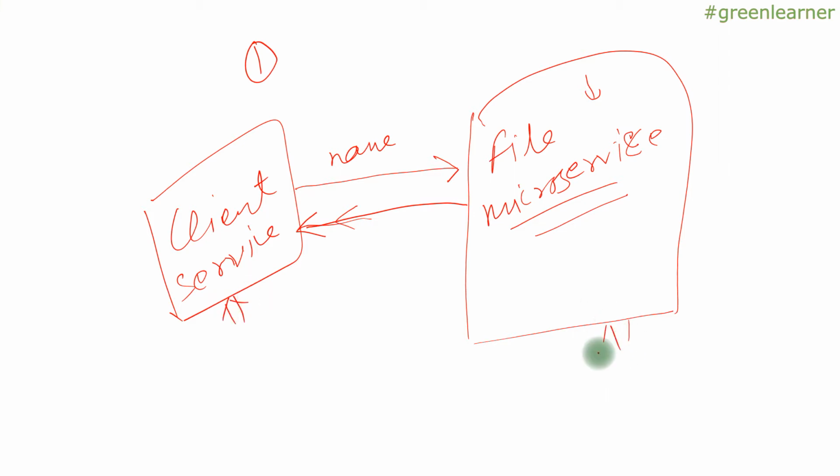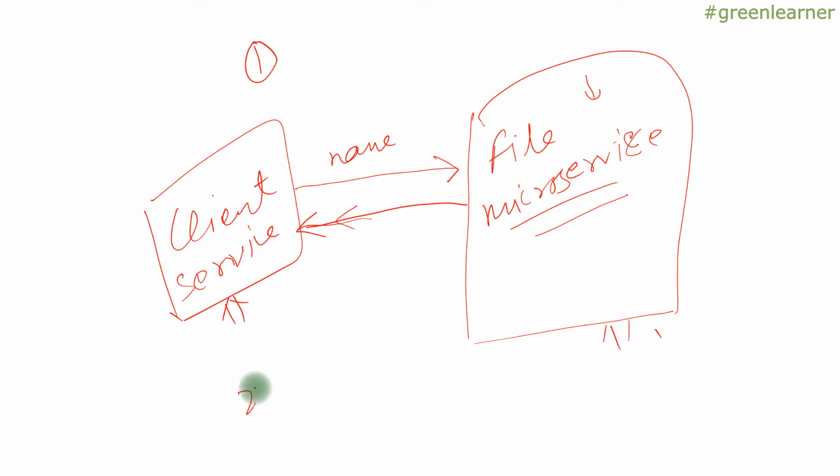Because in actual scenarios both of these are running on different machines. It can be a third party service as well. So you are just giving the name of the file, and this client service is going to fetch that file for your service and store it locally, where you can use it at a later stage to analyze that file.